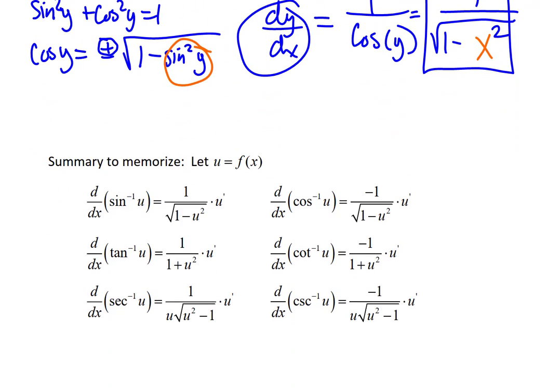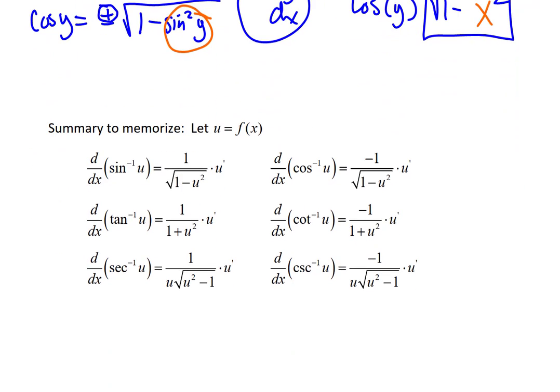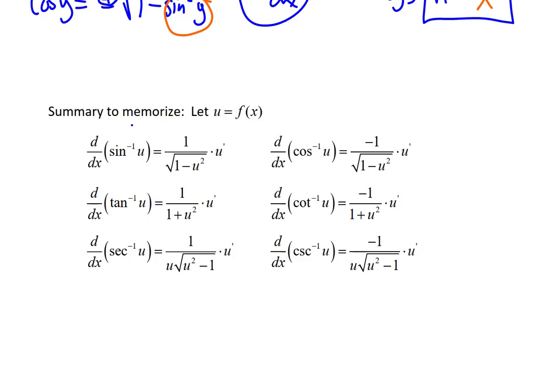So, in summary, this process could be done with all the other trig functions. We have to memorize these. I'm just going to list them here in our notes. They look a little intimidating at first until you realize that it's all the stuff we know. I've let u equal some function of x so that you can see the chain rule happening in all of these formulas here, where you have to multiply by the derivative of the input at the end, that u prime at the end. And we get many cases here of these inverse trig derivative rules.